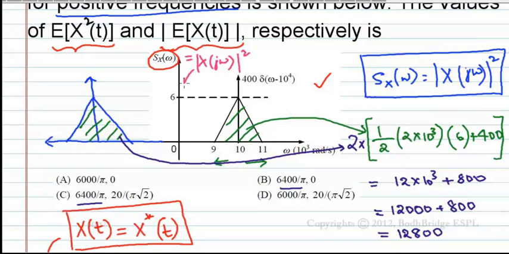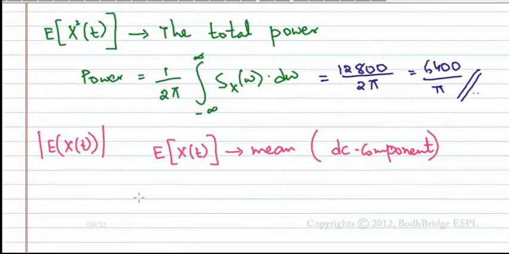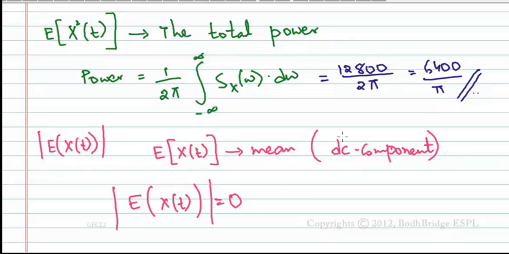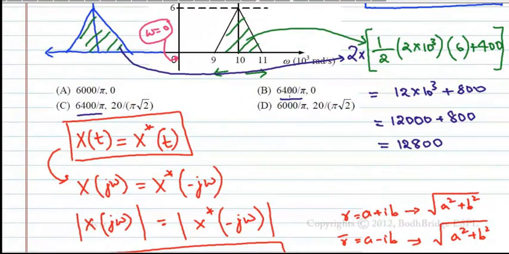Therefore, from mod x of j omega square, what do we see here? At omega is equal to 0, the value is 0. Therefore, expected value of x of t is how much? 0. Or mod is also 0. That is, the mean is 0, the DC component is also 0. Therefore, B is the correct option.